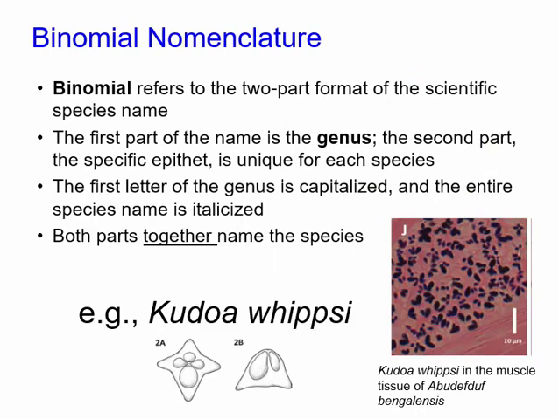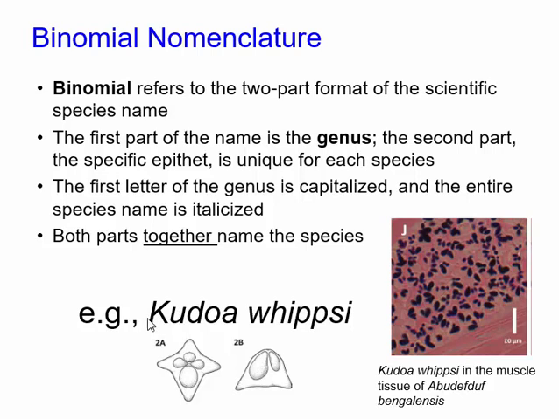The other important thing that Linnaeus came up with is binomial nomenclature, so that each species is given a particular name that represents its genus and species. An example here, with some shameless self-promotion, is a species that's named after me. This is called Kudoa whipsy. This is a fish parasite. It infects the muscle of this fish, Abdiphtha bengalensis. And it's an example where we see how we write species names.